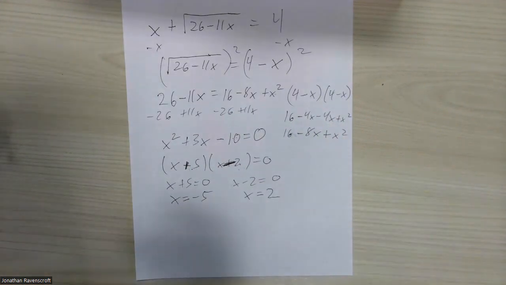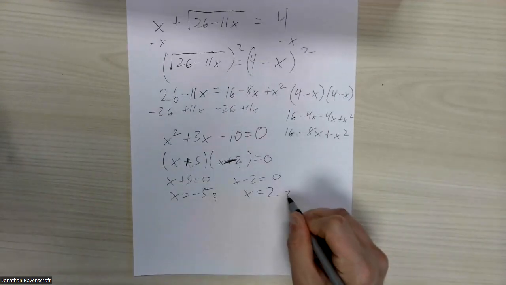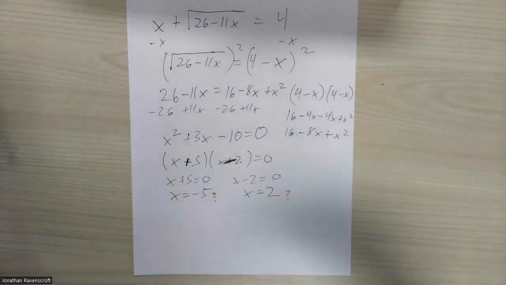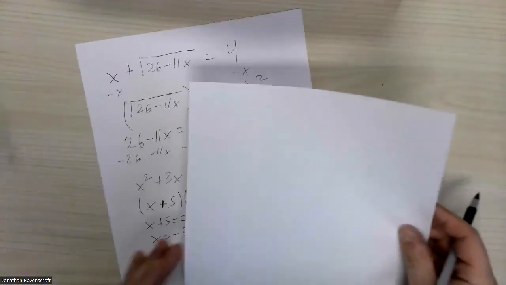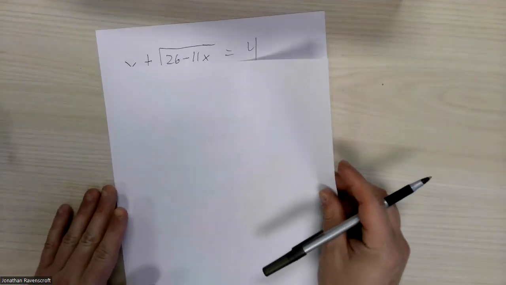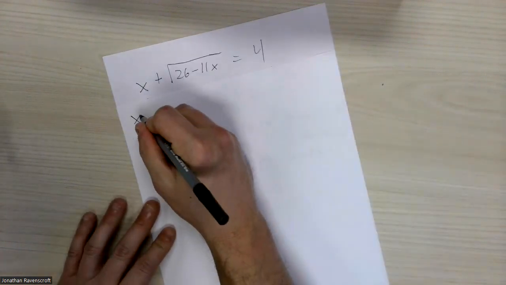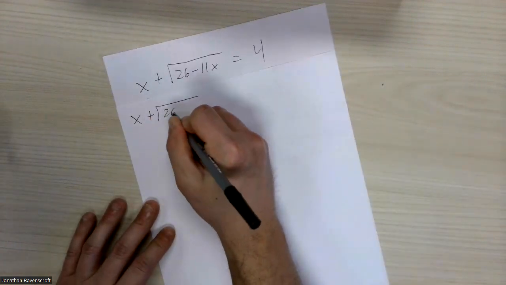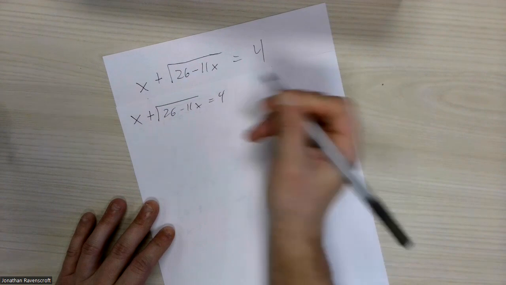Now these are two maybe answers. I don't know if these are actually valid. It's possible they both are, it's possible neither of them are. So let's check. Go back to the original equation. x plus the square root of 26 minus 11x equals 4.